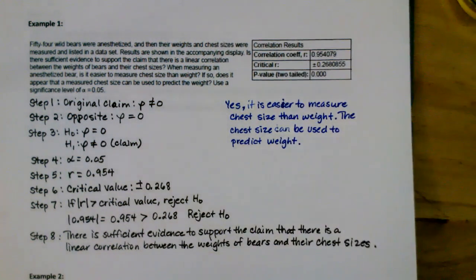All right, now let's take a look at example 2. Here's another display given to us, a little bit different from the first one. A data set includes weights of garbage discarded in 1 week from 62 different households. The paired weights of paper and glass were used to obtain the results shown here at the bottom. Is there sufficient evidence to support the claim that there is a linear correlation between weights of discarded paper and glass? Use a significance level of alpha equal 0.05.